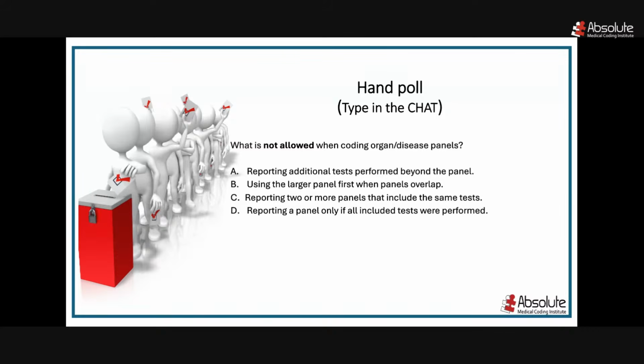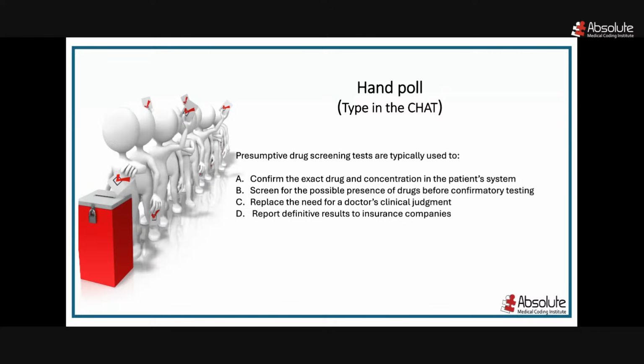Okay, all right. Any more answers? Quickly let me know. Any more entries? Okay, great. Yes, option C would be the correct answer. Reporting two or more panels that include the same test is not allowed. If overlap happens, you know what to do. Okay, let's move on to the next one.